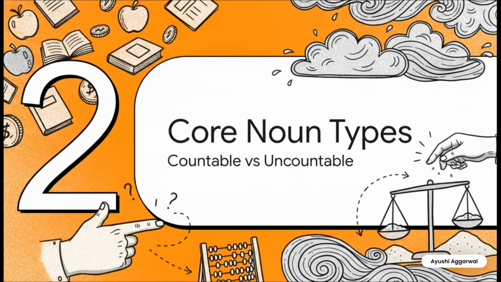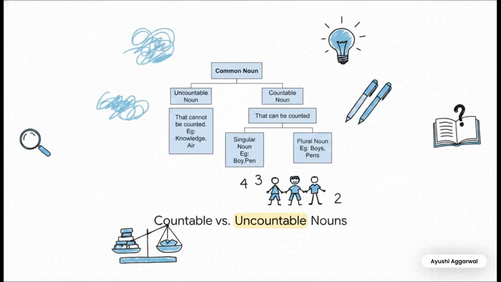Moving right along to Section 2, Core Types of Nouns. अब हम nouns को categorize करेंगे based on whether we can actually count them or not. अब इस hierarchy को समझिए बच्चों. Common nouns are basically split into two camps, countable and uncountable. Countable nouns are exactly what they sound like. Things we can physically count, like boys and pens. So they have both singular and plural forms. But uncountable nouns, these are things you just can't count with numbers directly, like knowledge or air. Sure, you can measure them or weigh them, but you would never say I have one knowledge or two airs, right? This distinction is super important.